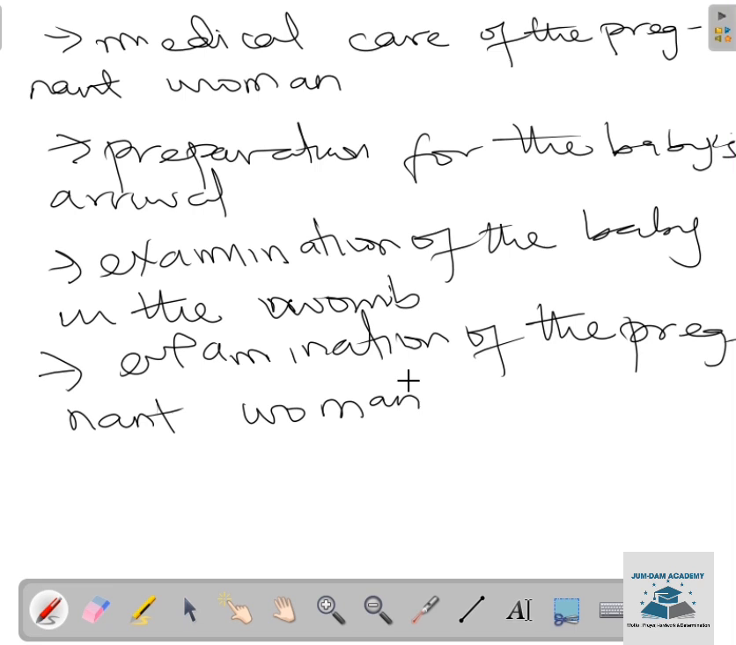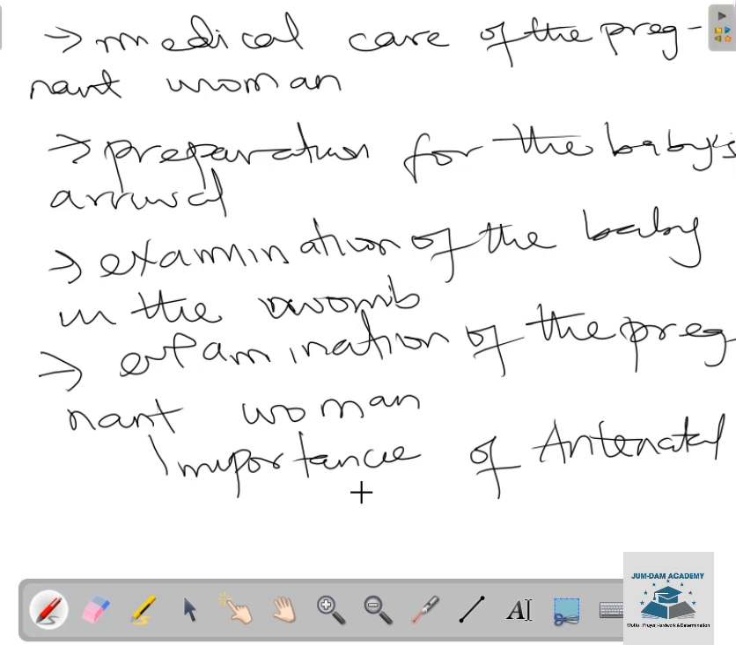When the mother is pregnant, she must not take the antenatal care with unseriousness. The mother has to go to the hospital from time to time to make sure she is healthy and also the baby is healthy. So what is the importance of antenatal care? We have talked about the processes or the things involved in antenatal care. Now we want to look at the reason why antenatal care is very important.